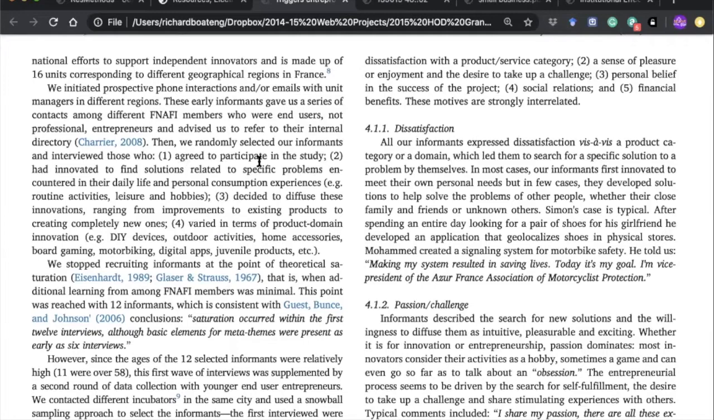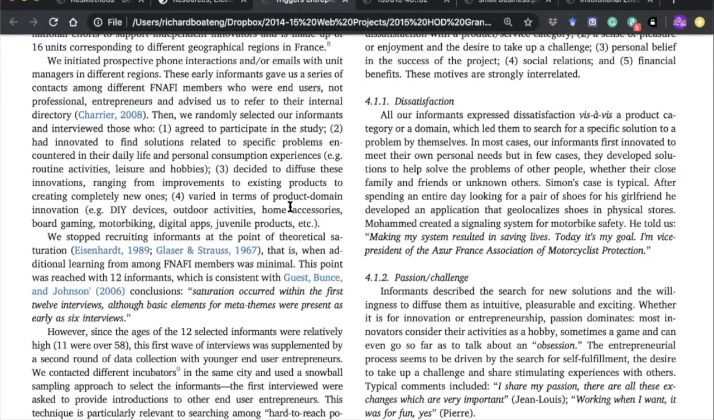Two, have innovated to find solutions related to specific problems encountered in their daily life and personal consumption experience. Three, decided to diffuse these innovations, ranging from improvement to existing products to creating completely new ones. Four, varied in terms of product domain innovations. Okay, different types of products.